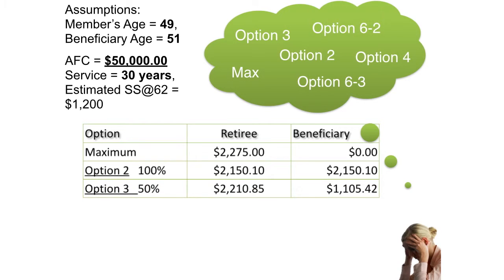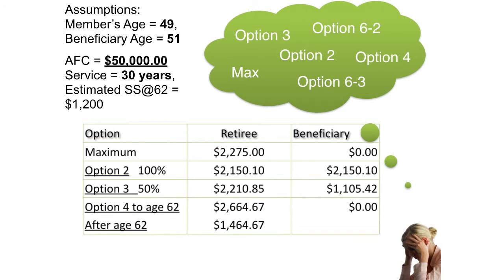Option 3 is a 50% joint survivor. We're going to pay the member more now because we're only going to be paying the beneficiary half. With options 2 and 3, if the beneficiary dies first, the member continues to receive the same payment. The payment does not change, and this is for the rest of the member's life. At the member's death, the payment ceases.